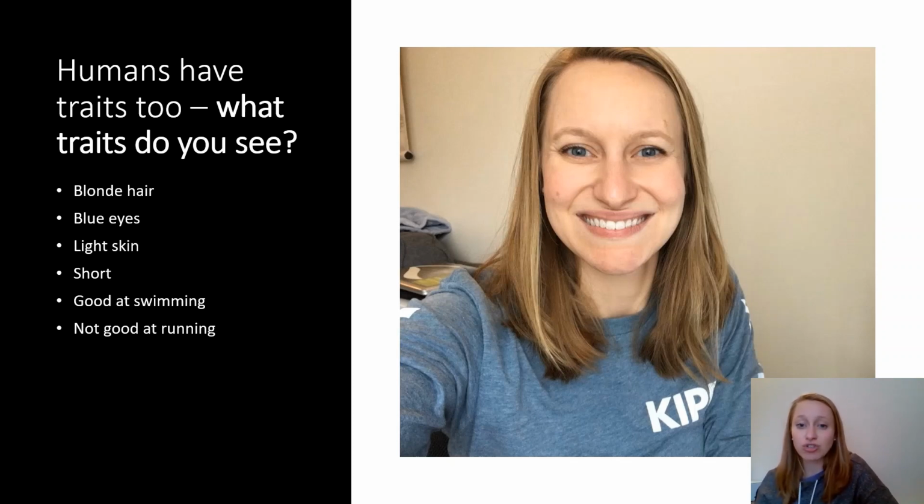I also added 2 other traits about how I act. I know that I'm good at swimming. I know that I'm not fast at running. Those are some traits about how I look and how I act. Now, scientists, I have another question for you. Where did I get these traits from? Tell me your guess of where I got my traits.